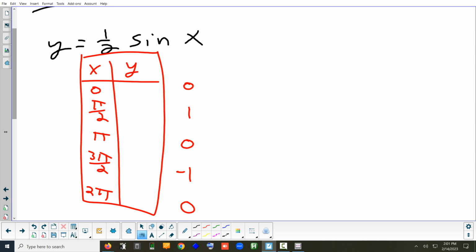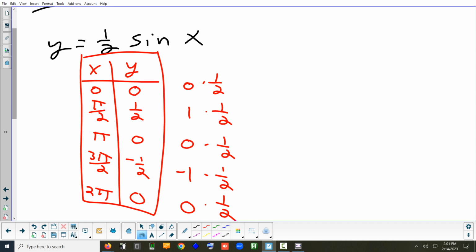All right. And now we have to compress that by, we have to shrink it by 1/2. So what do we multiply them all by? Multiply them all by 1/2. Okay. Which is the same as dividing them by 2. All right. How about Fiorella? What are going to be my new y values? 0, 1/2, 0, -1/2, and 0. Yep. Any questions on the table? So this one is a compression. In terms of the sound, it's going to be quiet.